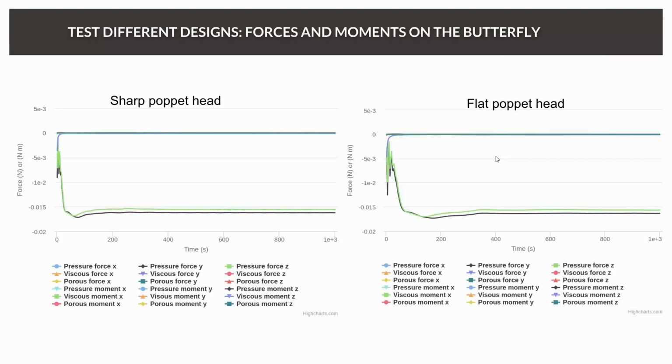Now let's try to compare the forces. And this is very interesting because, independent of the shape of the poppet head, the forces actually stay the same. This is related to the fact that the aerodynamics, or the fluid mechanics and flow structure inside this valve, is mainly controlled and manipulated by the butterfly valve.